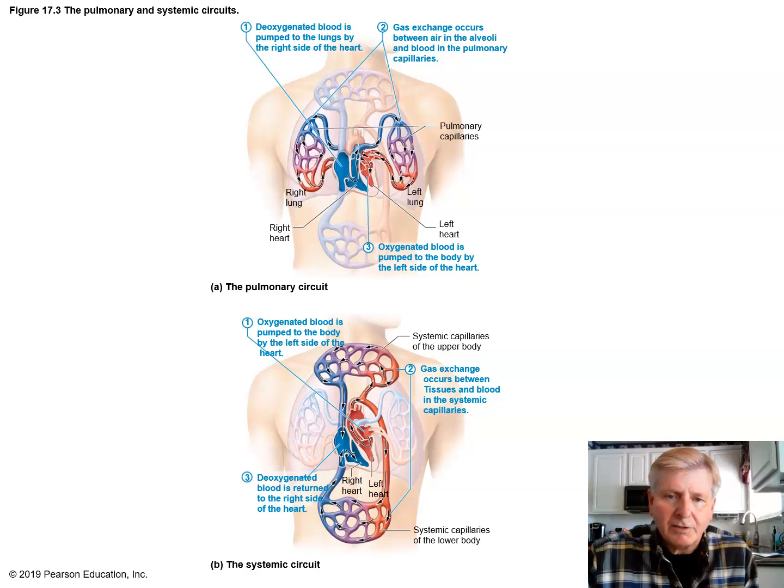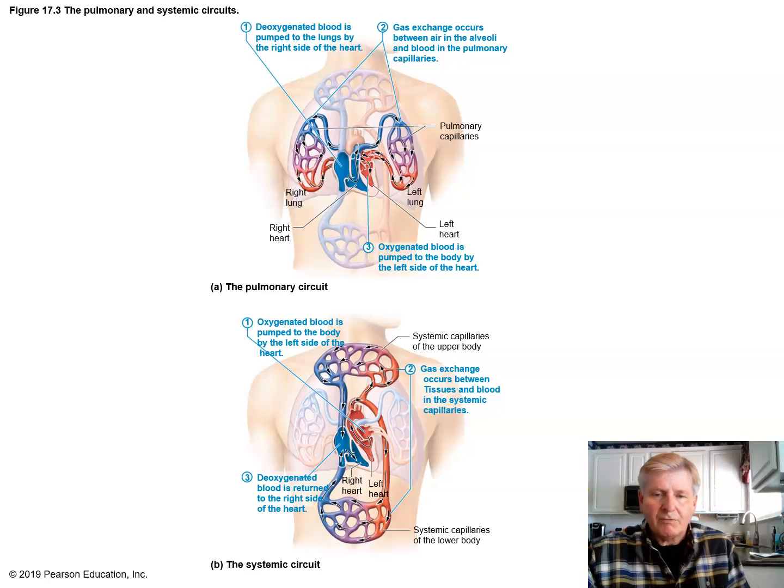So your right heart, which is your right atrium, right ventricle, your pulmonary trunk, plus the blood capillaries and blood vessels taking blood to the lungs and returning blood from the lungs to the heart, that's all what we refer to as the pulmonary circuit.